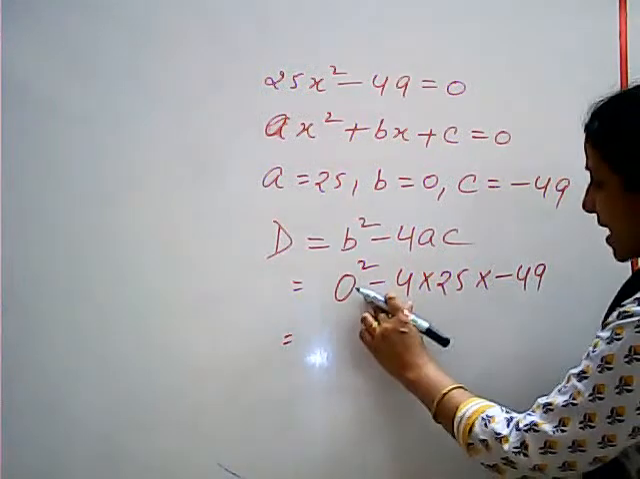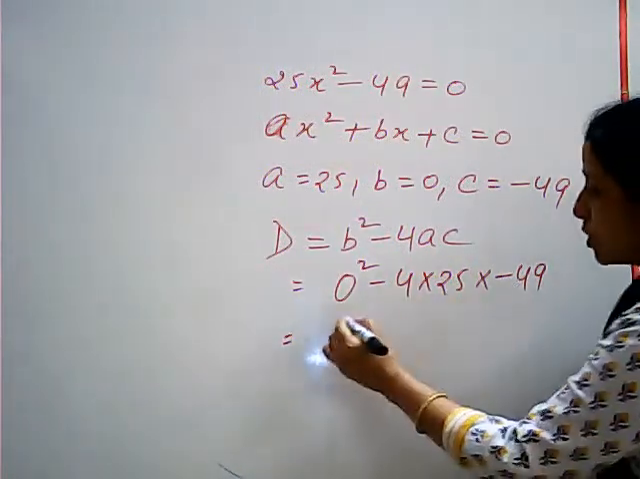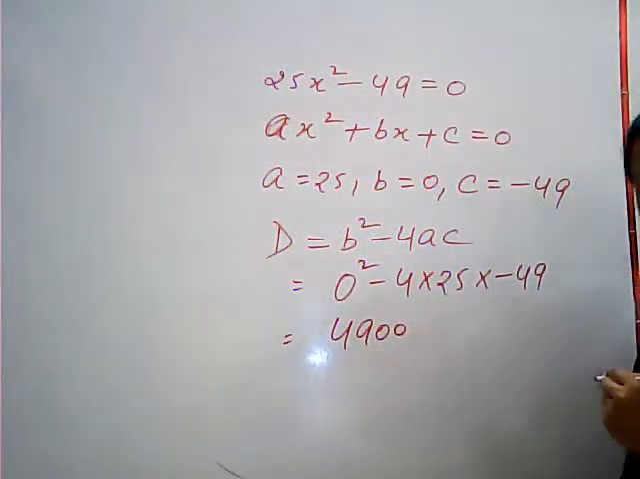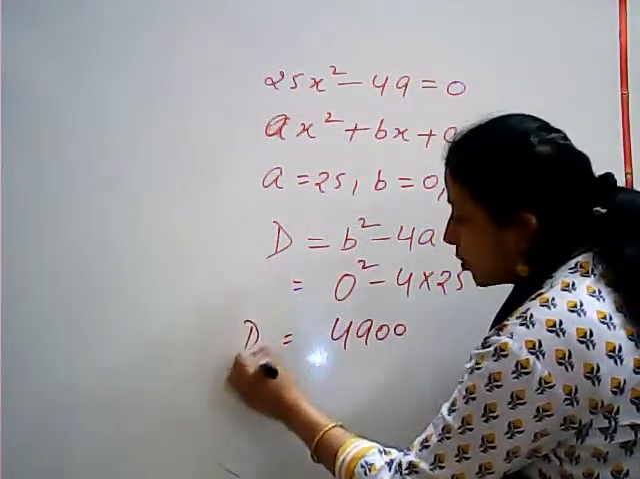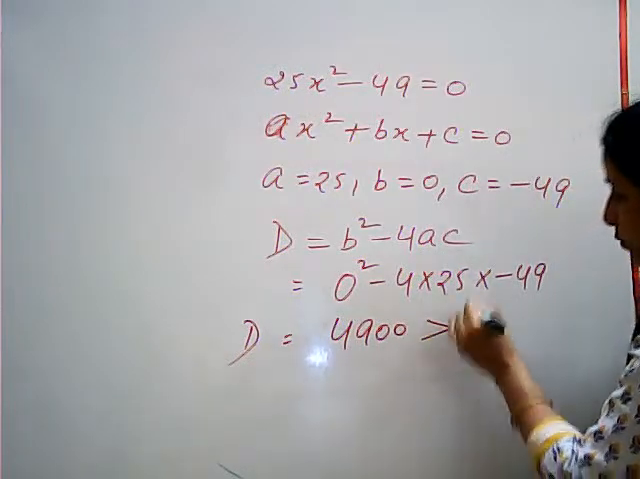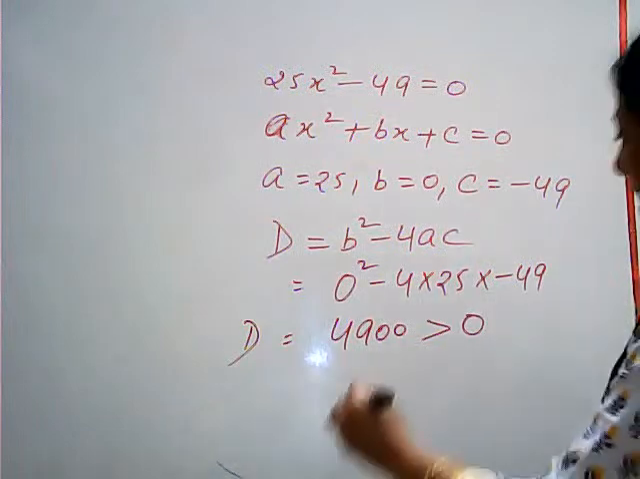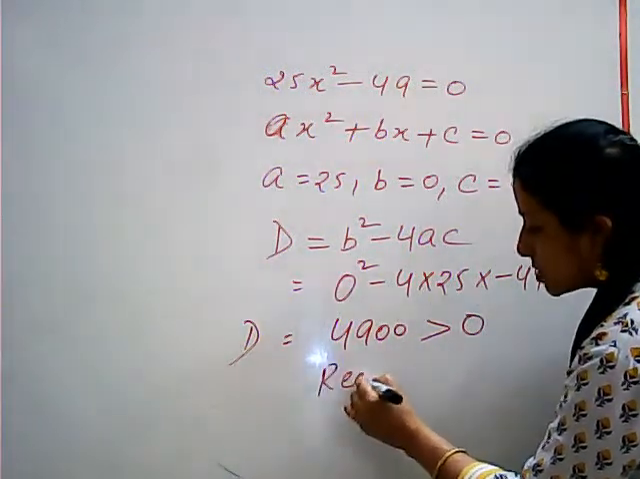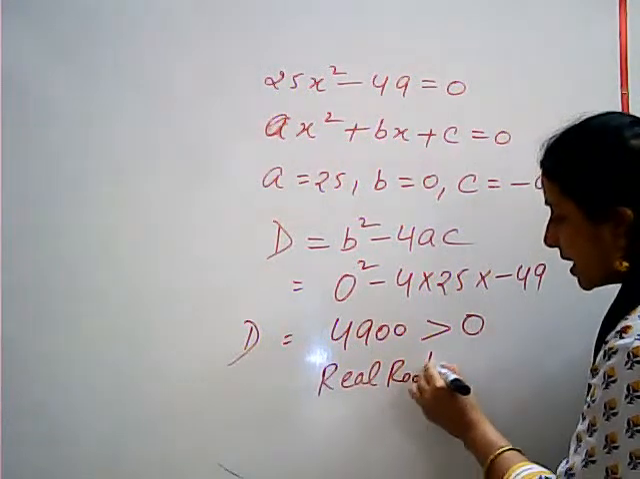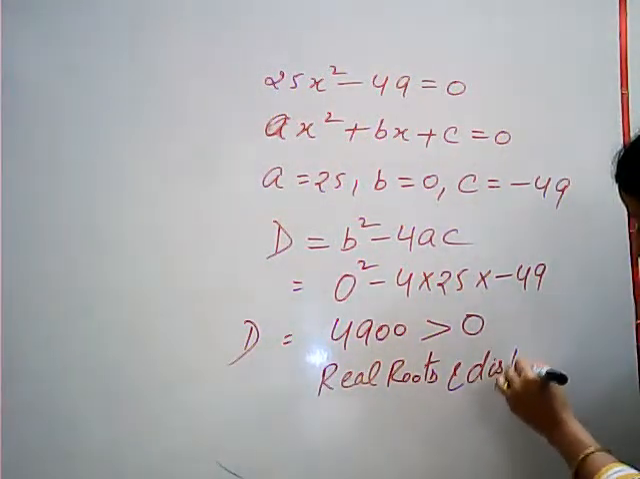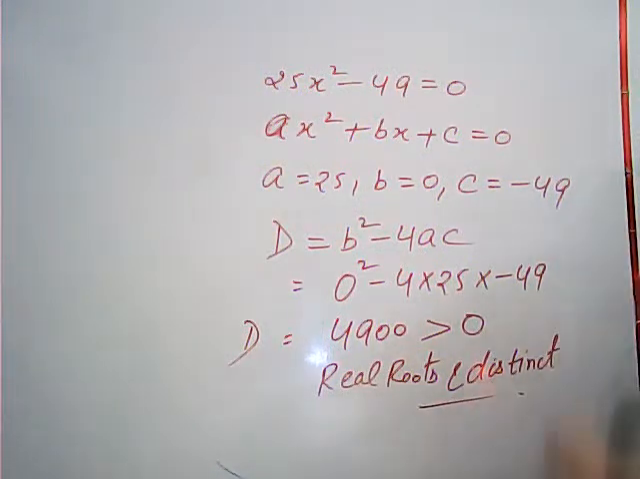So I think 4 minus and minus it becomes positive value. So 4900. This is the answer, the value of D. And because this is the positive value, this is greater than 0. So if the value is greater than 0, you will write they are having real and distinct roots. Okay, so this is the nature. Only you have to tell the nature of the root. So this is the answer for this question.